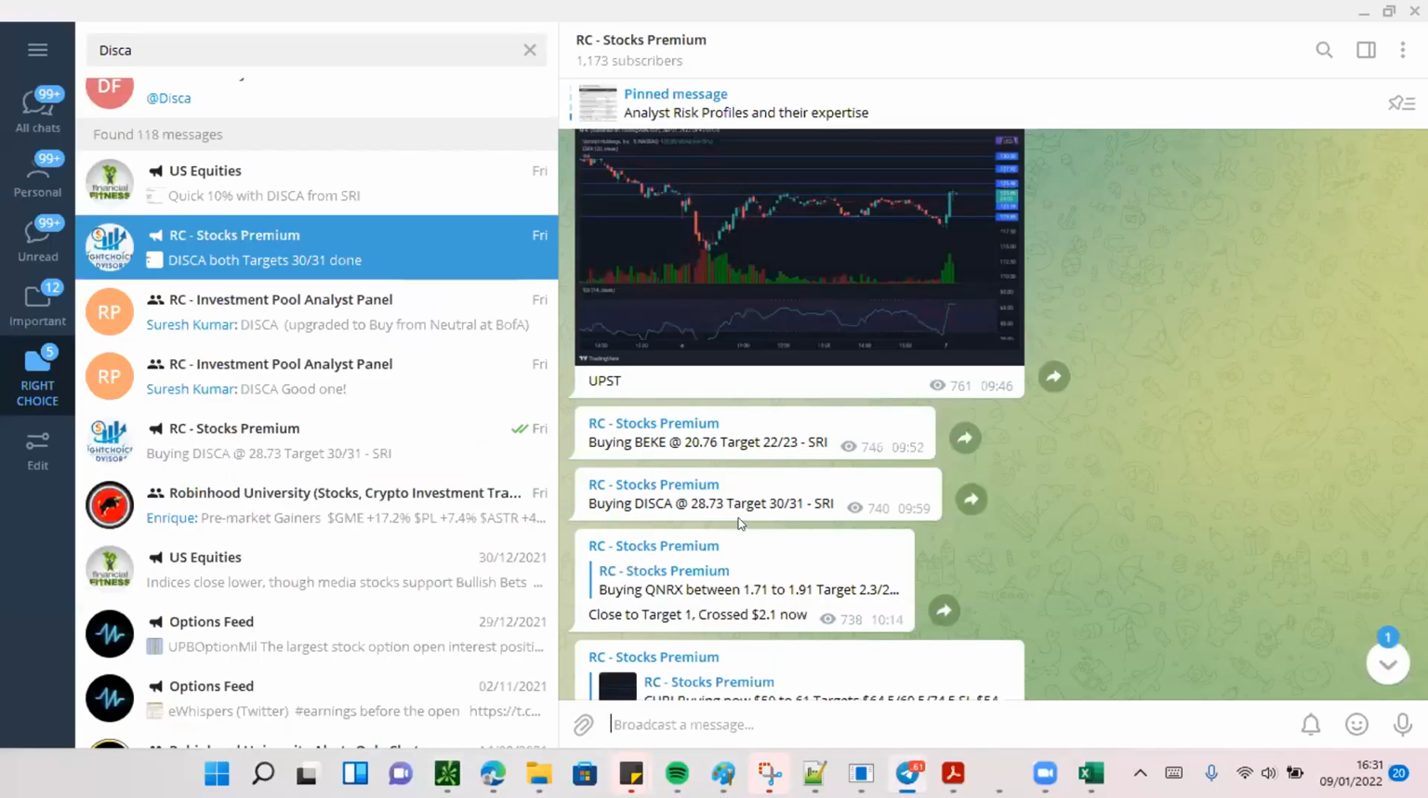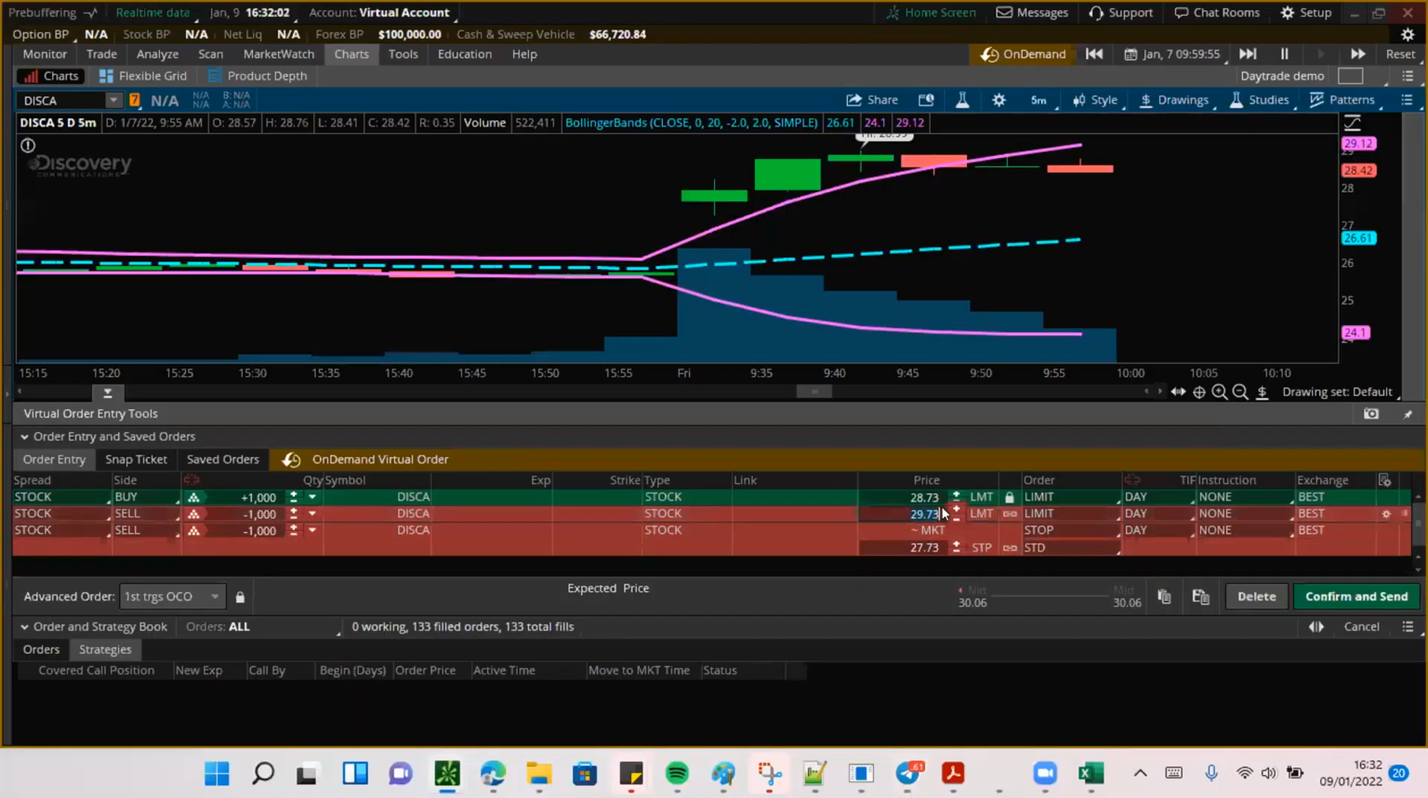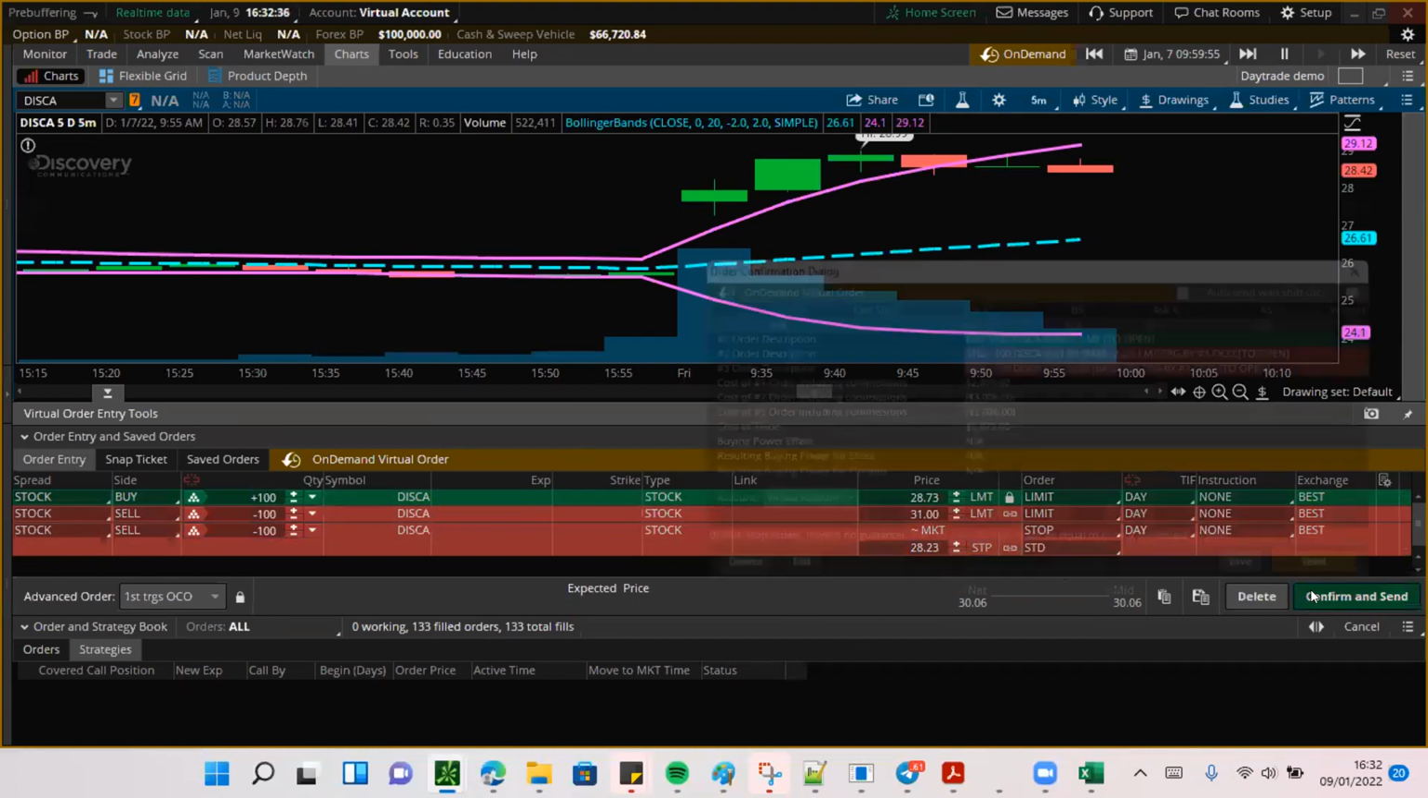28.73. Right, I want to buy it at 28.73 and my target is 31. And my stop loss is at 28. Let's say I'll keep it like 28.20. I don't want to lose more than 50 cents. Okay, so that's my trade. I don't want to buy 1,000 stocks. I'll just buy 100 stocks. You can just set the default. Typically, I keep like $1,000 as a quick trade for me. So we can just set a confirm and send.